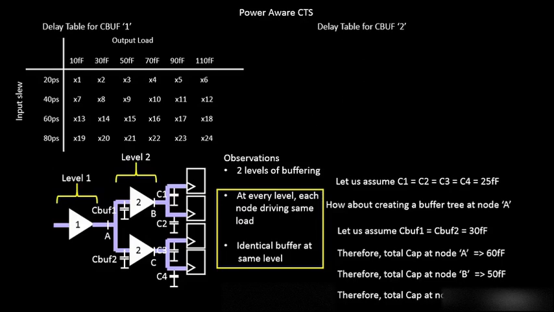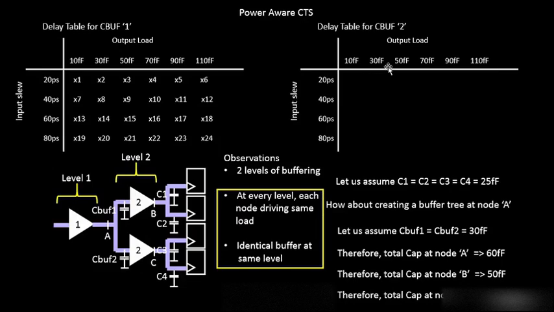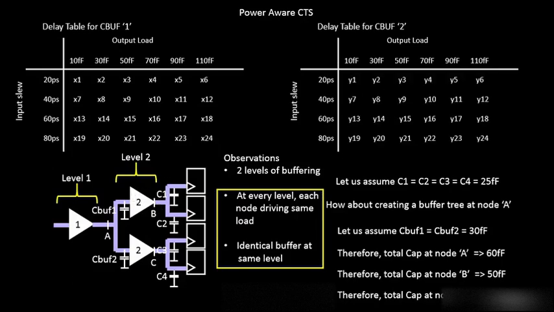So this is a delay table for buffer 2. This is a buffer of type 2, and it has a similar delay table but with different values, because this buffer might be made of different PMOS and NMOS transistors. In reality every PMOS and NMOS transistor differs from its nearby transistors. Basically, this could be of a lower drive strength, and this could be of a higher drive strength. So that's the reason this will have different delay values.